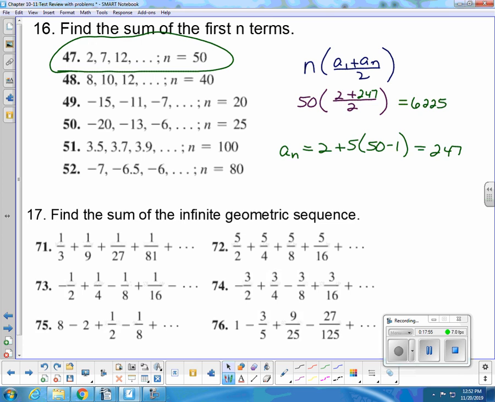All right, so you just put it in the formula. You have to find that last term. You find that last term by doing the arithmetic explicit formula. Okay? So you can use two formulas in that.